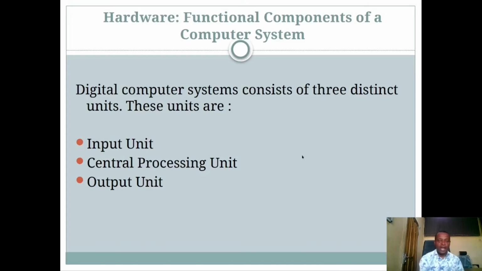Okay, now let's still continue with the hardware part. Here we are considering the functional components of a computer system. A digital computer system consists of 3 distinct units. These units are the input unit, the central processing unit, and the output unit.